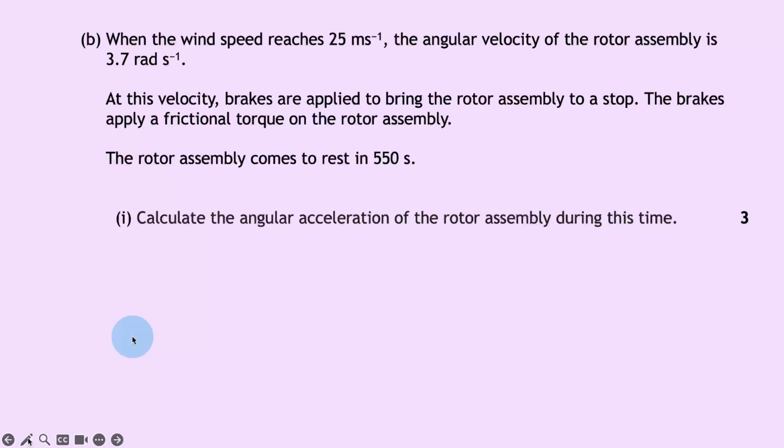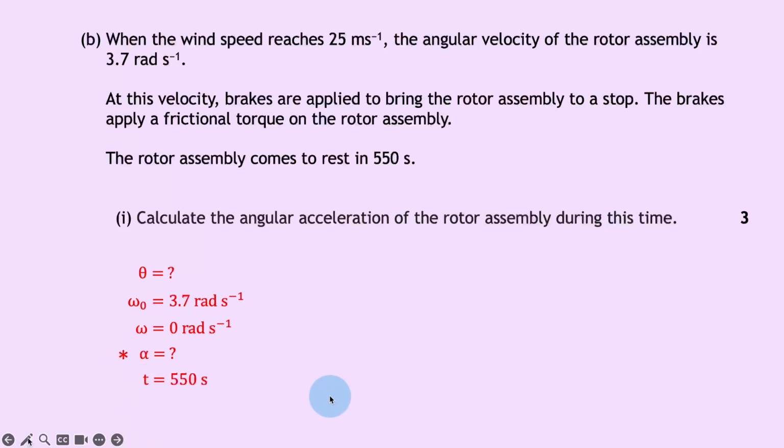Well, writing down what we know from the question, first of all, we don't know what the angular displacement theta is. We know that initial angular velocity omega naught is 3.7 radians per second. The final angular velocity omega is 0 radians per second since the rotor is brought to rest. The angular acceleration alpha is what we're trying to find, and time t is 550 seconds. So let's put a star next to alpha since that's the one we're trying to find.